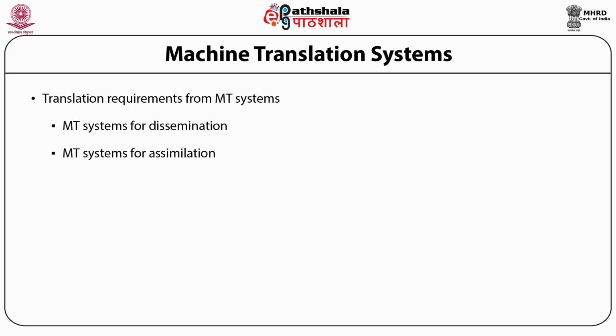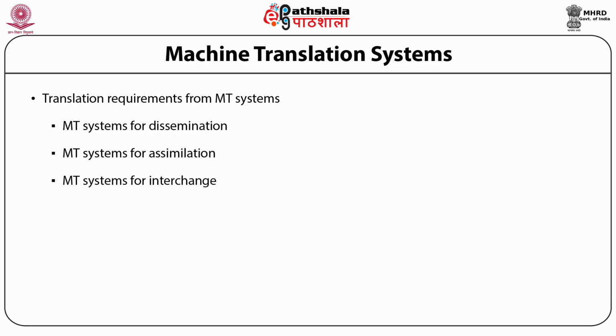MT system for assimilation. This demand is for quick, rough translation to get an idea about the document content. Sometimes users are satisfied with rough translation produced by MT system because they can extract or assimilate what they need to know from the unedited version of the translation.